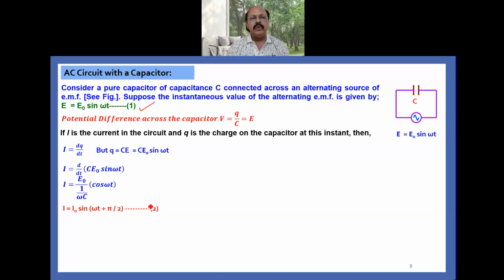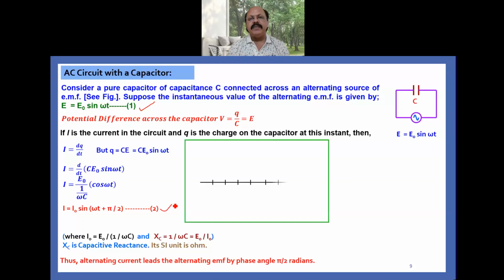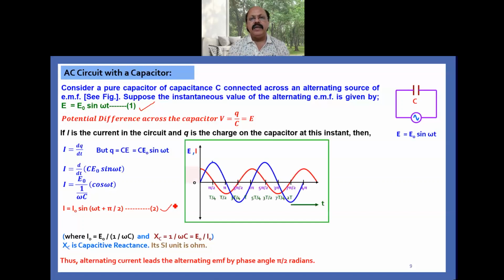Mark this equation number 2. Here I naught equal to E naught upon 1 upon omega C, and Xc equal to 1 upon omega C, which is equal to E naught upon I naught. Xc is called capacitive reactance. Its SI unit is ohm. Now we compare equations 1 and 2, and it is very clear that alternating current leads the alternating EMF by the phase angle pi by 2. Now we draw its graphical representation and the phasor diagram. In this case, the current is leading by phase angle pi by 2.